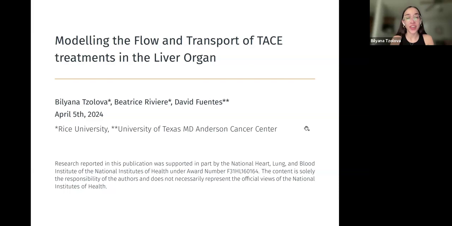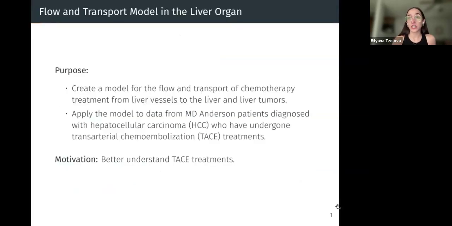Okay, so my research is a joint effort between Rice University and the University of Texas MD Anderson Cancer Center. So the purpose of our research is to create a model for the flow and transport of chemotherapy treatments from liver vessels into the liver and the liver tumors, and to apply this model to data that we receive from MD Anderson for patients who have been diagnosed with hepatocellular carcinoma, which is a type of liver cancer, which we'll call HCC moving forward, and who have undergone transarterial chemoembolization treatments, which we'll call TACE moving forward. And the motivation of our research is to better understand these TACE treatments and to hopefully improve them in the future.